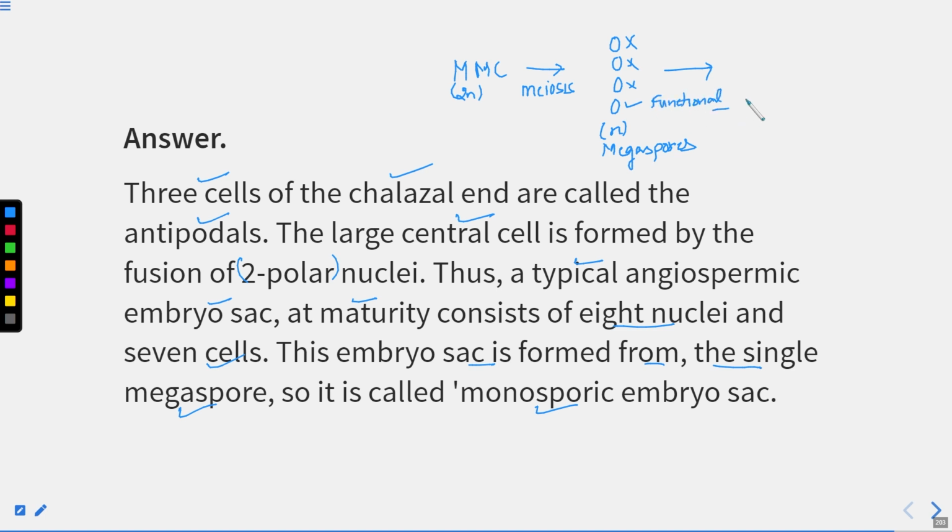This functional megaspore will undergo what? It will undergo mitosis to form the embryo sac. That will be 8 nucleated and 7 celled. So here you can see why it is monosporic, because it is arising from a single megaspore. Single megaspore is giving rise to the embryo sac. That's why it is known as monosporic embryo sac.